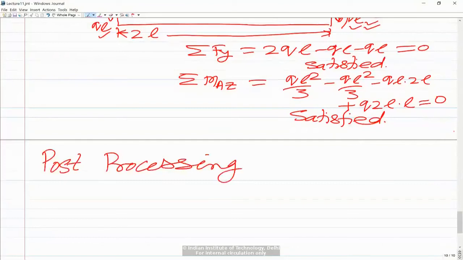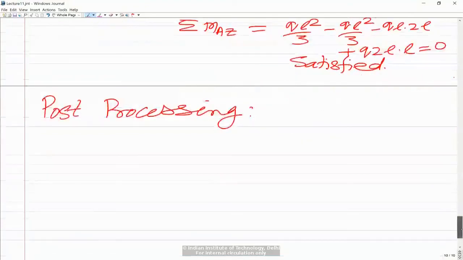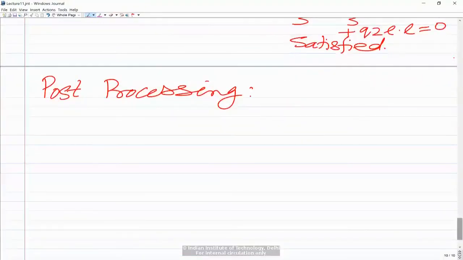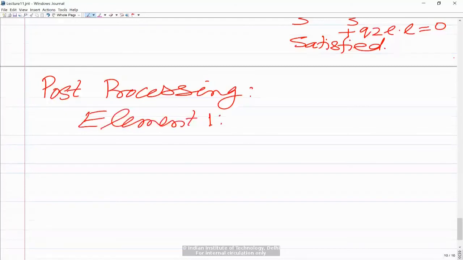I'm spending a lot of time so that you understand all the steps, because subsequently I will go faster. I will not be doing most of these calculations, because I will presume that you understand now, so you would be able to do them. But initially, of course, I'm spending a lot of time on each and everything. So now, if you look at element number 1, that's the post processing.